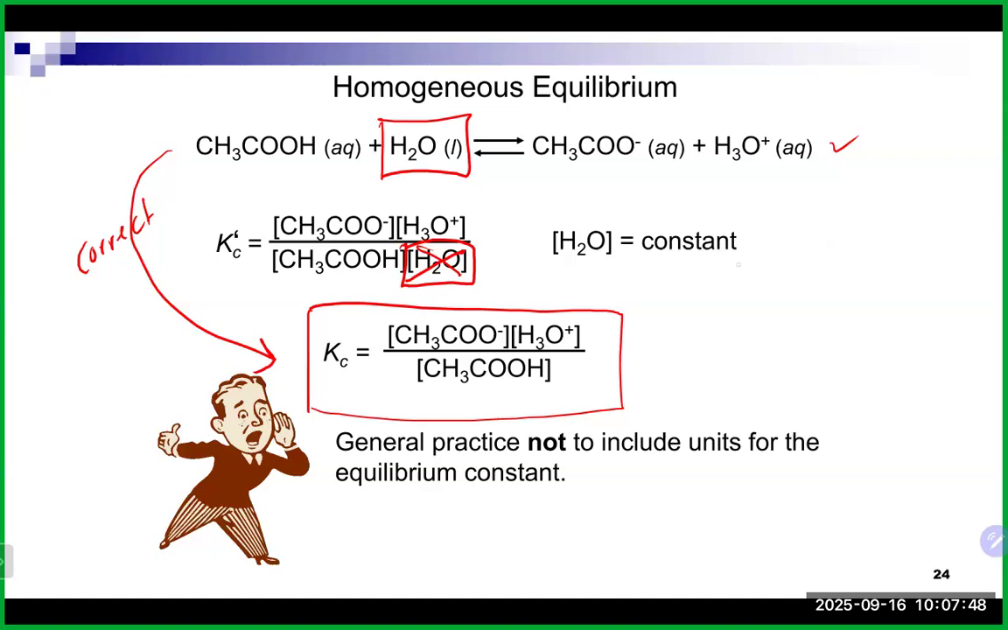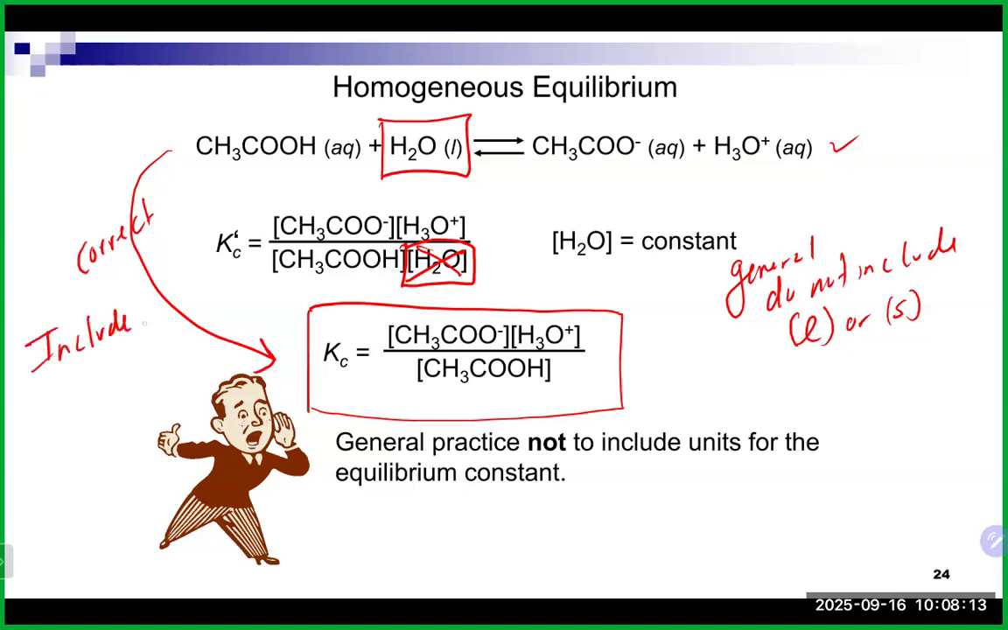In general, we'll jump a few slides here, but in general, we do not include in the equilibrium expression anything that's a liquid or a solid. So anything that is a liquid or a solid is not included in the equilibrium expression. That pretty much leaves you two things that are included in the equilibrium expression: things that are aqueous, because basically they're floating around ready to react, and things that are gases, because frankly they're flying around and they're ready to react.